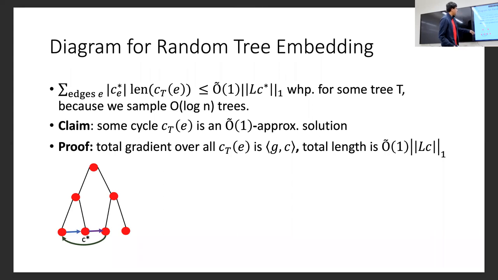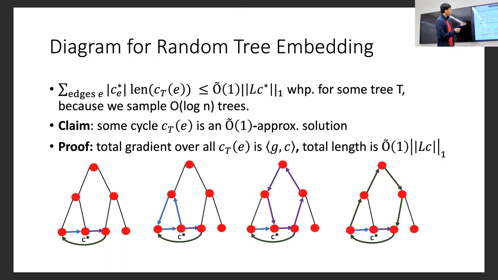To see this, let's look at the following diagram. We have a tree, and we have this cycle C star consisting of three edges. Now we're going to decompose C star as a sum of three cycles: this blue cycle, this purple cycle, and that last green cycle. Notice that for every edge in the tree T, there's exactly one instance where the edge is forwards and one instance where it's backwards. So in that sense, when I sum over all these three cycles, every gradient on the tree is going to cancel out exactly.